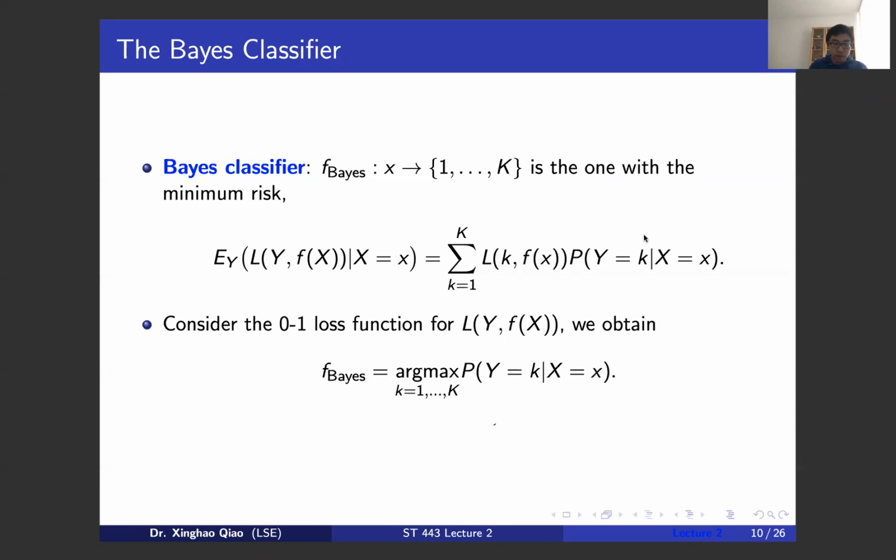The Bayesian classifier is defined as the mapping from X to a possible class belonging to a set including capital K different classes, such that the minimum risk can be obtained. Within such a framework, the zero-one loss function is used. It can be shown with some mathematics that the Bayesian classifier will be the largest conditional probability that Y belongs to the k-th class, given X.